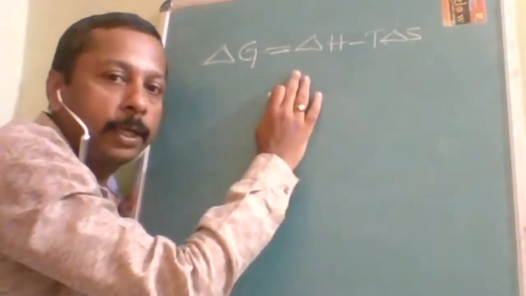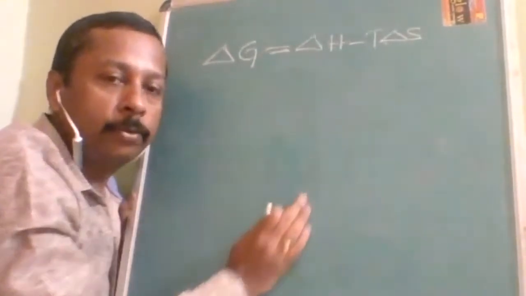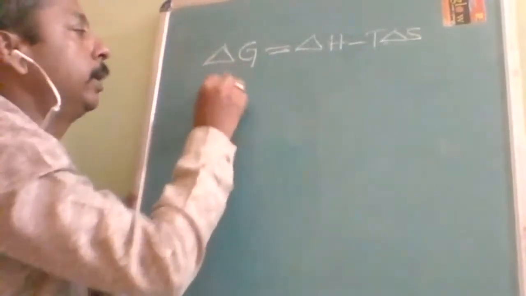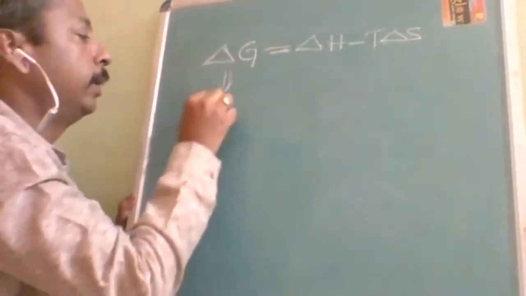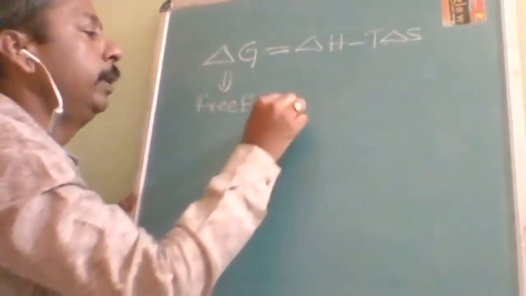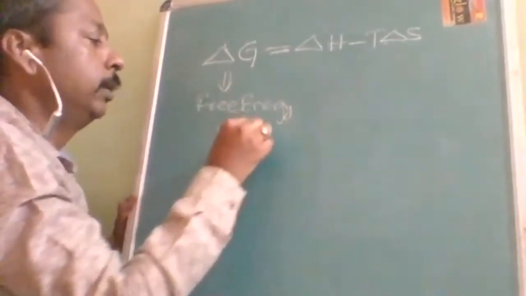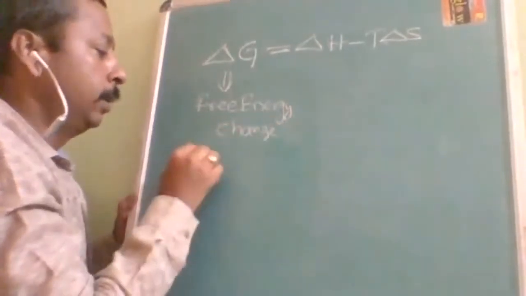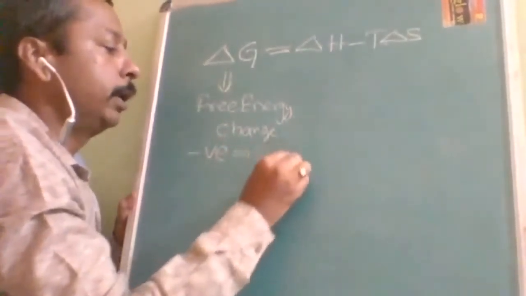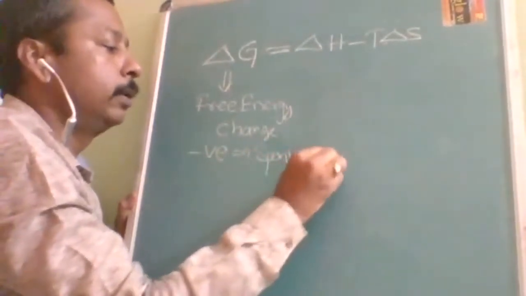But if you could not understand, that is going to hamper you here. That's why I am introducing this. Okay. So delta G is called the free energy change. Free energy change. Okay. And free energy change must be negative for a reaction to be spontaneous.